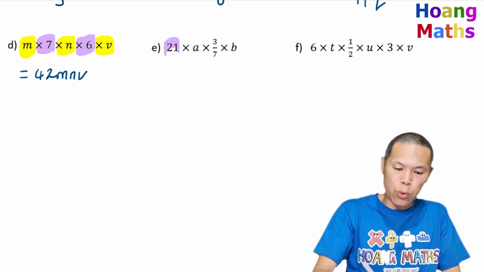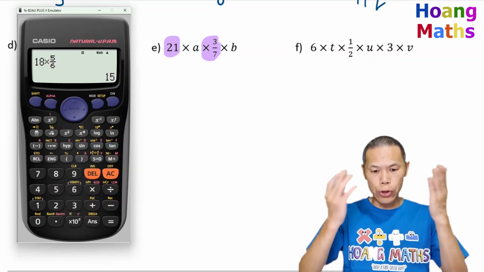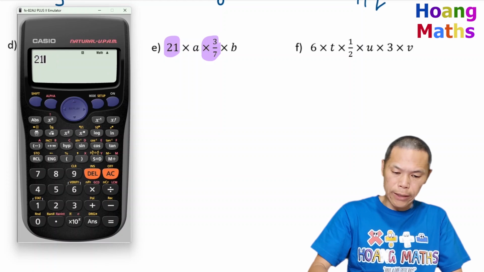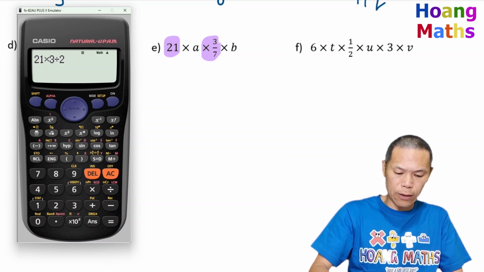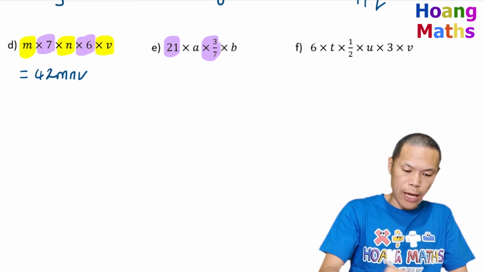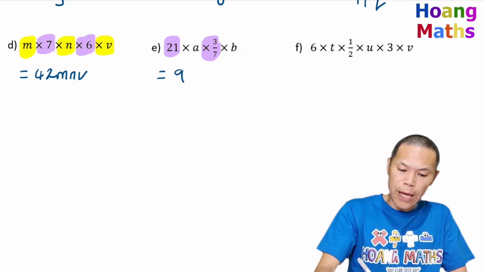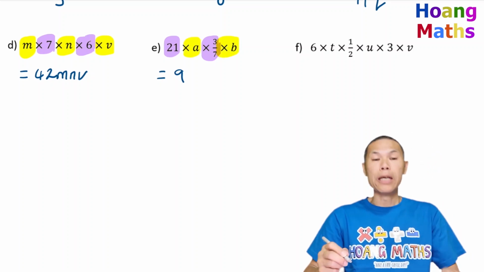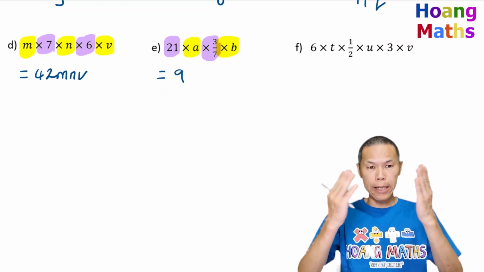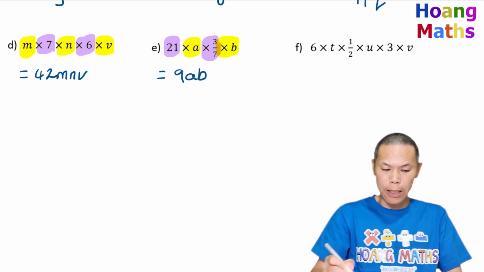Part E, we have 21. We times 3/7. So we can just quickly use a calculator. So just go 21 times 3 divided by 7. Okay, so that gives me 9. So the answer is 9. And we have A times B. So A times B is AB. So we write down AB.